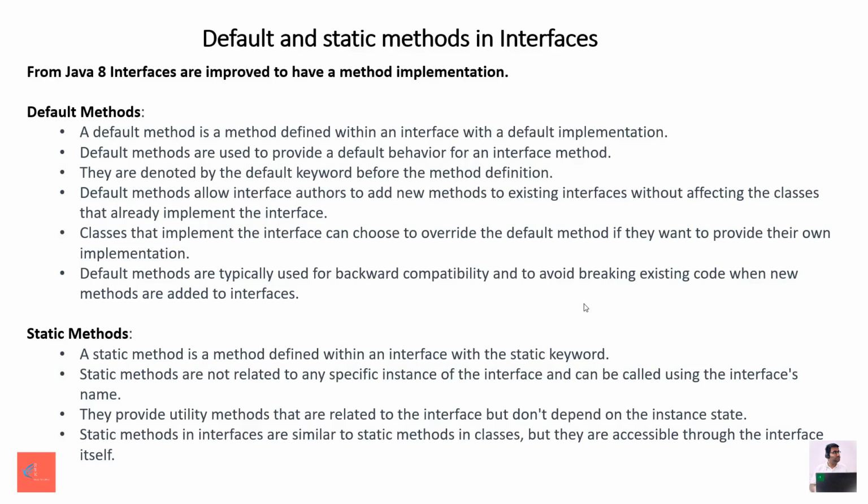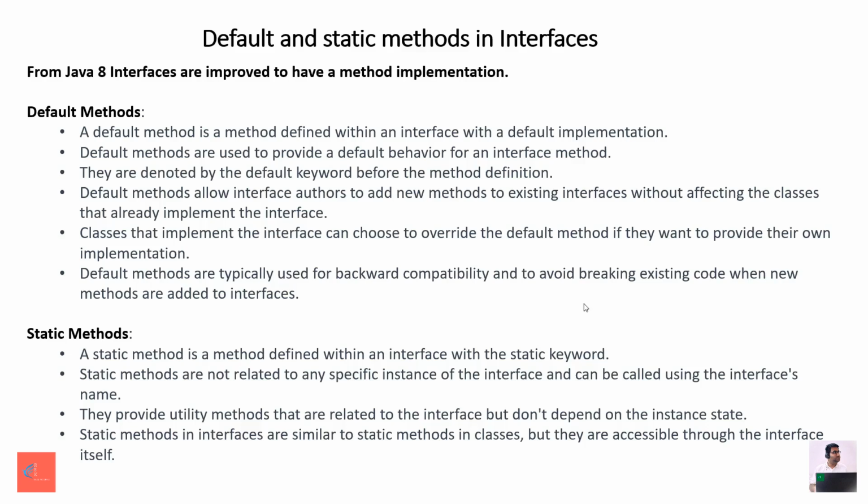A static method is a method defined within an interface with the static keyword. A static method is not related to any specific instance of the interface and can be called using the interface name. They also provide utility methods that are related to the interface but don't depend on instance state. Static methods in an interface are similar to static methods in classes, but they are accessible through the interface itself.